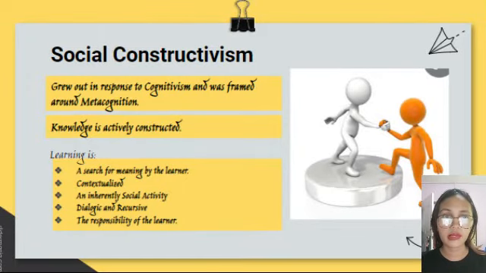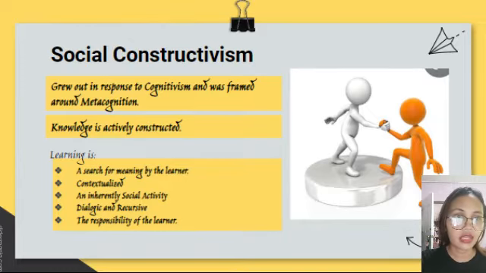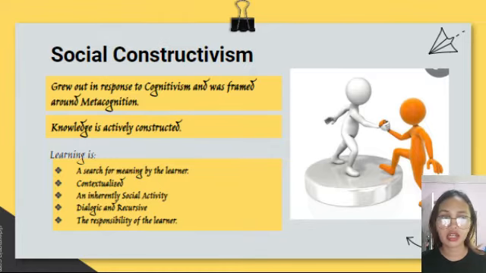Social constructivism grew out in response to cognitivism and was framed around metacognition. Knowledge is actively constructed. So, what is learning? Learning is a search for meaning by the learner, contextualized, an inherently social activity, dialogic and recursive, the responsibility of the learner. At the foundation of this theory is the belief that knowledge is not a copy of an objective reality but is rather the result of the mind selecting, making sense of and recreating experiences. So, this means that knowledge is the result of interactions between both subjective and environmental factors.